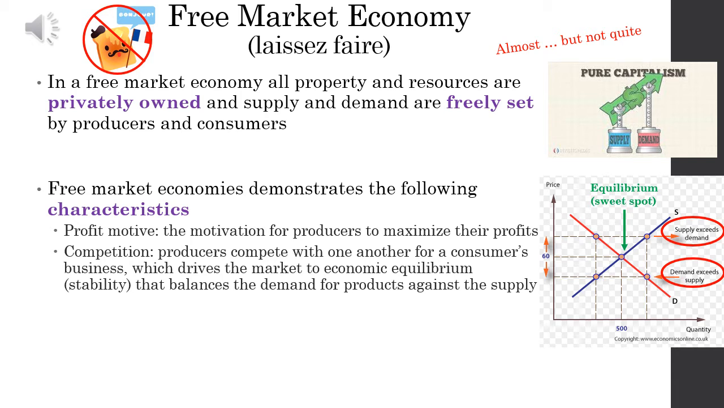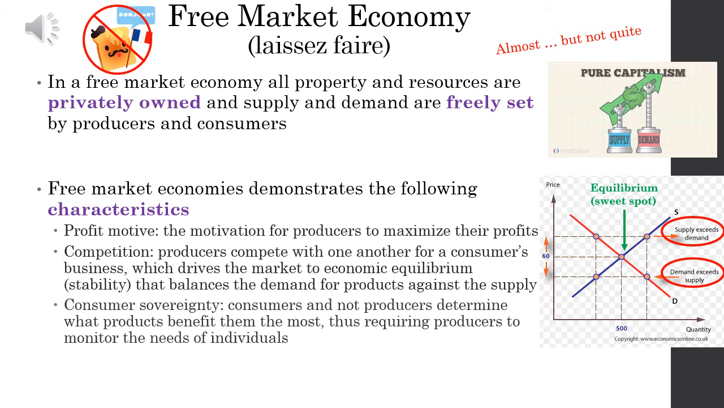There are three other things we need to know about free market economy. Consumer sovereignty is when consumers and not producers determine what products benefit them the most, thus requiring producers to monitor the needs of individuals. You can make any product you want, but if the consumer doesn't want to buy that product, you're not making any money.